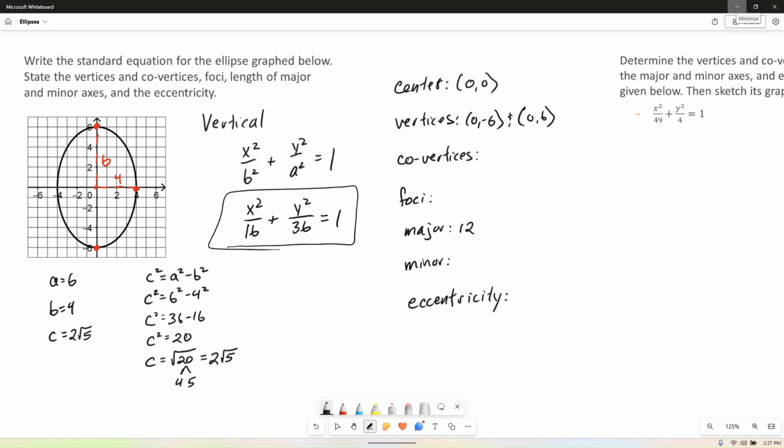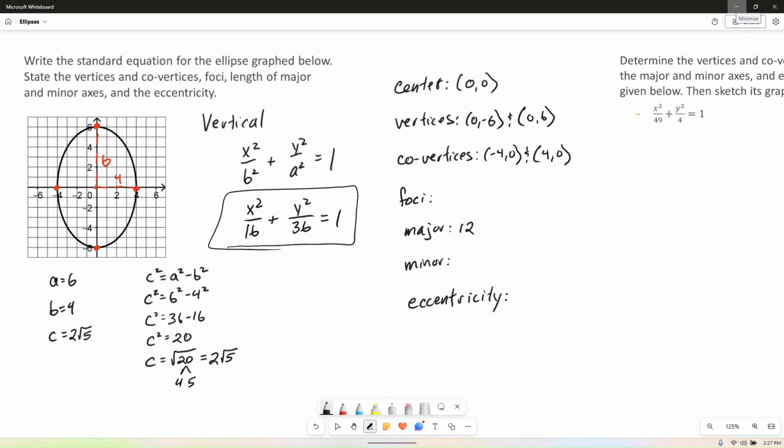Okay. All right, let's then find the co-vertices. The co-vertices are the points that are the closest to the center. And since this is a vertical ellipse, those 2 points are going to be measured horizontally from the center. So again, we can just read those 2 points. One is going to be -4, 0, and the other is going to be +4, 0. Those are the 2 points on the ellipse that are the closest to the center, and they are oriented horizontally because the ellipse is oriented vertically.